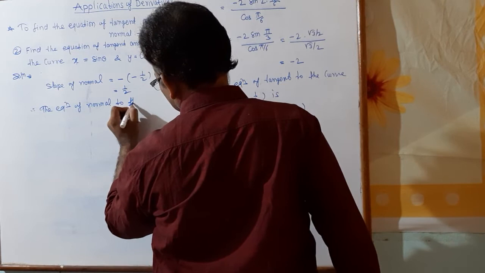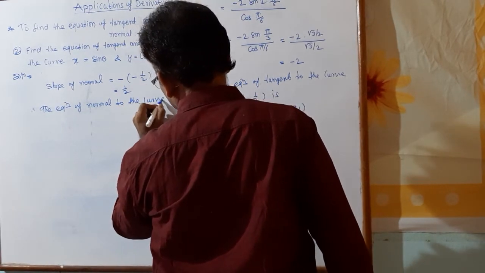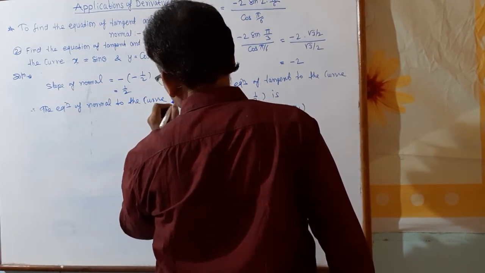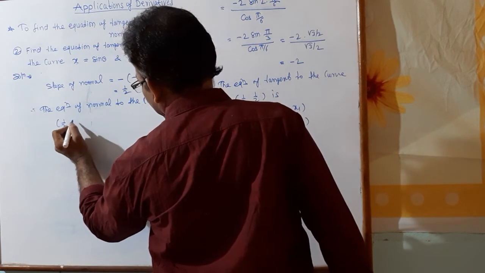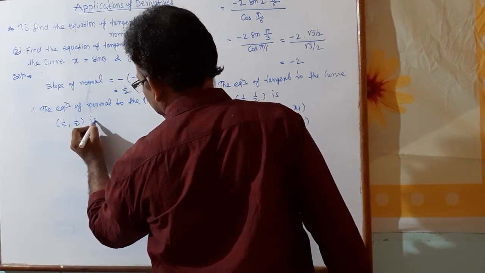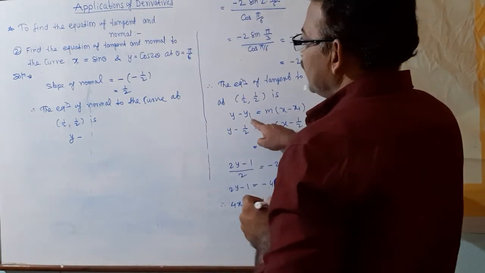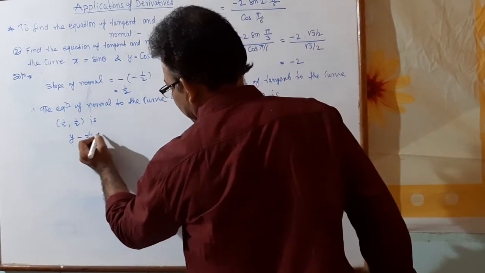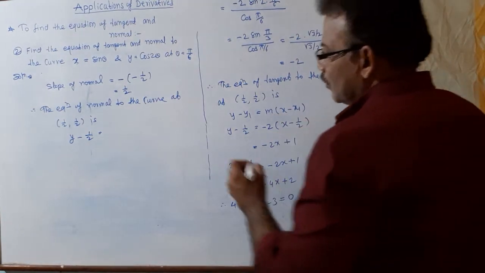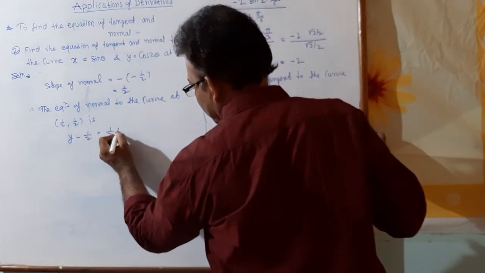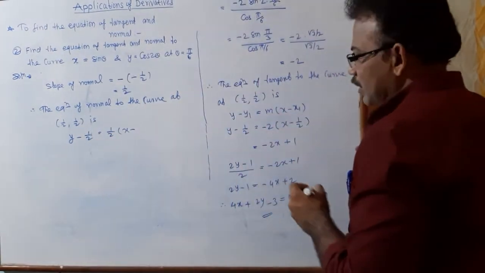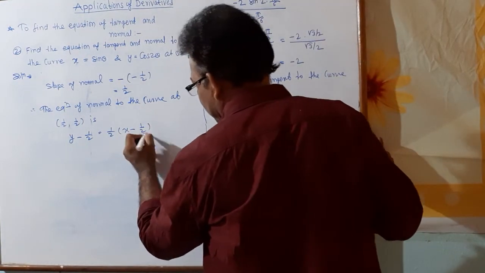And therefore the equation of normal to the curve at point 1 by 2, 1 by 2 is given by y minus y1. You know the formula, y1 means 1 by 2, then m slope 1 by 2 in bracket x minus x1. x1 means again 1 by 2, right?